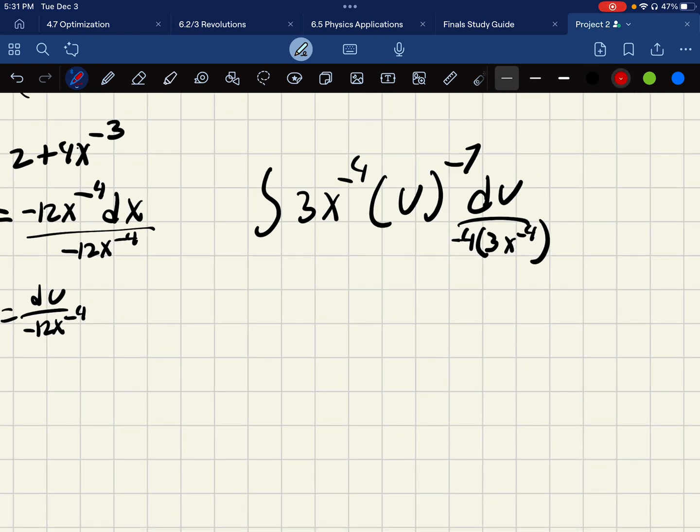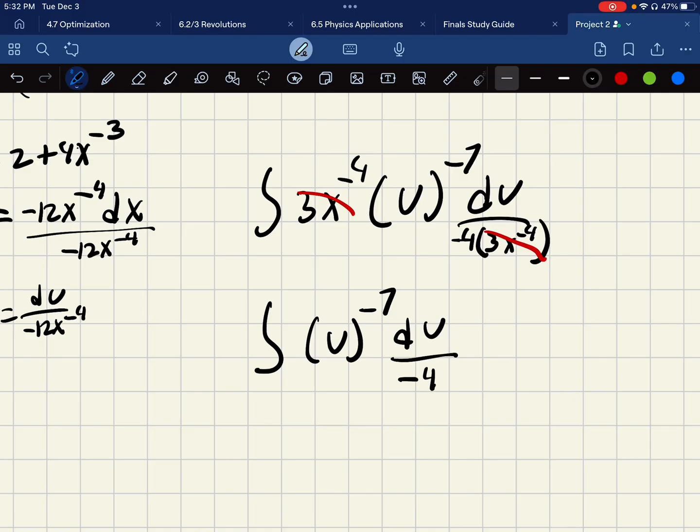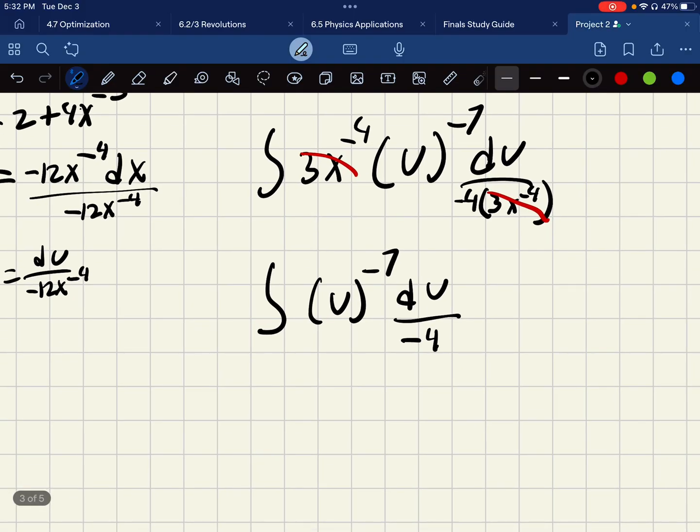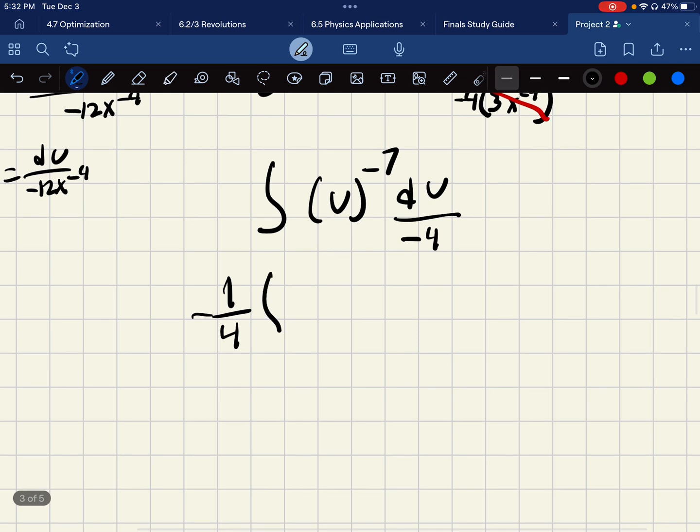So now that we have that value, it's the same thing. This is the same thing as that. It just has the 4 on the outside. It'll just make it easier to see and to cancel. So these two values will cancel, and we're left with u to the negative 7 du over negative 4. So now that we have that, we can bring this 4 to the outside. So we would have negative 1/4 the integral of u to the negative 7 du.